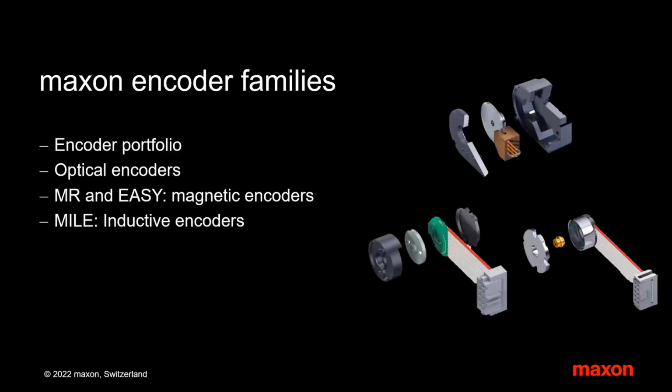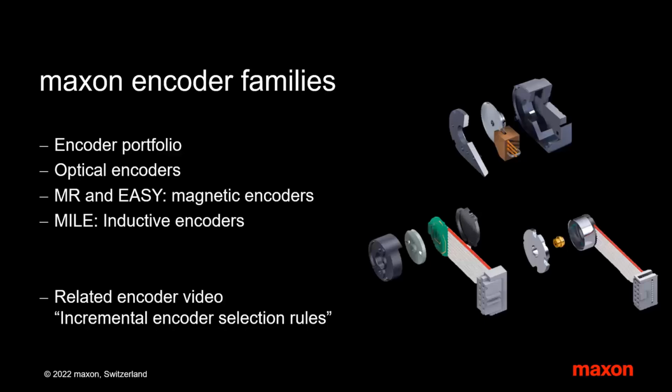Welcome to a short introduction to the maxon encoder families. The maxon encoder portfolio has grown a lot over the last few years, and still new versions are added. What are the main distinguishing features of the different families? For more information about encoder signals in general, please refer to the tutorial about incremental encoder selection rules.